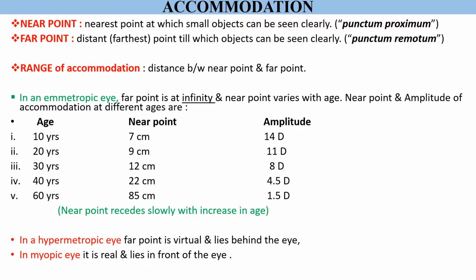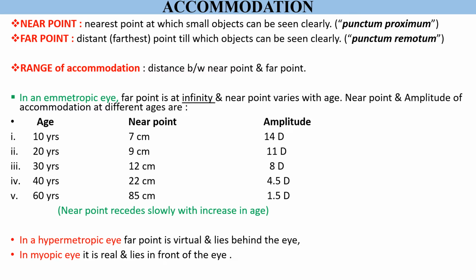The human eye has a near point and a far point. In a normal eye, that is an emmetropic eye, the far point is set at infinity, whereas the near point varies with age. For example, for a 10 years old child who has a normal eye, the near point is 7 cm. It means that till this point, he or she can see near objects clearly.